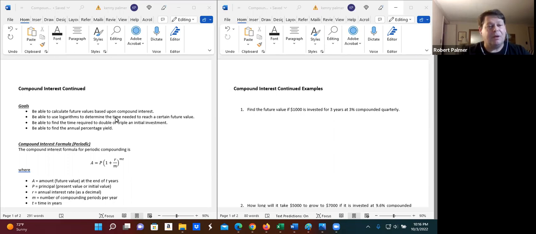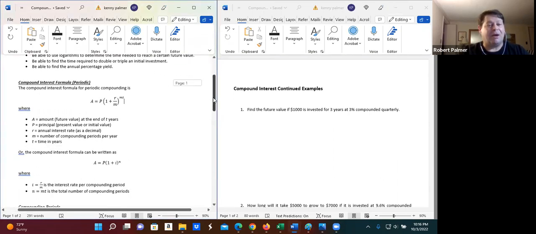That's something we've already done. And also use logarithms in terms of the time needed to reach a certain future value. That's something that also has already been done. But a few things are new: being able to find the time required to double or triple an initial investment, and we'll see how to do that idea in general. Then also be able to find what's called the annual percentage yield. There's a formula for that, and we'll talk about what that is and how we can find it.